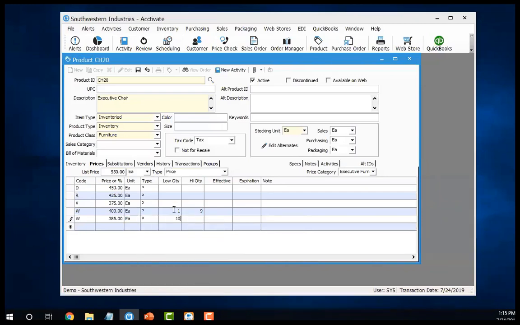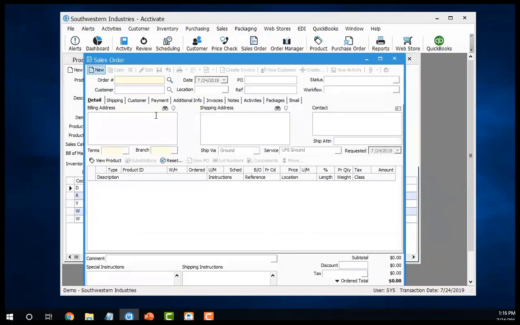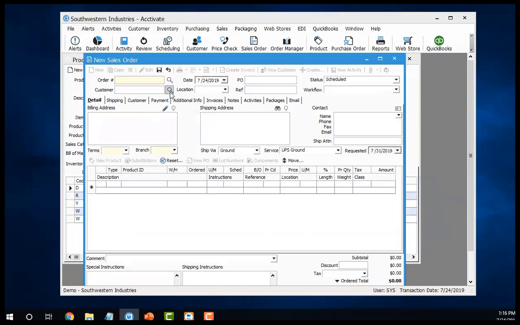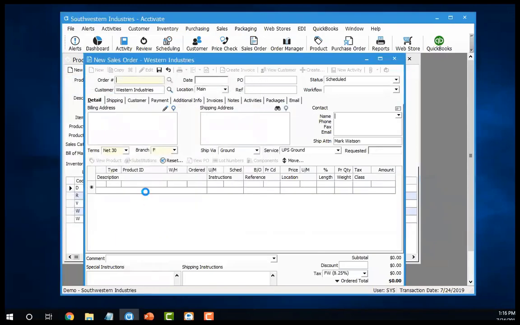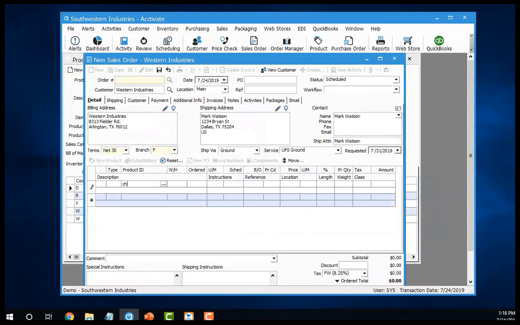Okay, this is 10 or more. I don't have to define a high quantity here. It's anything more than 10. This is what happens. So now when I make an order, it pops up with 400 as the price because the default quantity ordered here is 1.